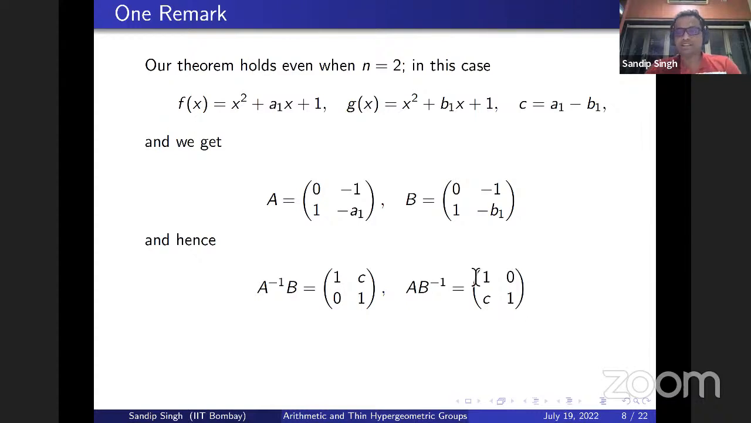So basically, these two matrices generate an index 2 subgroup of Gamma 2, the congruence subgroup of level 2. In fact, for C equal to plus or minus 2, one can calculate that the subgroup generated by these two matrices has index 12 inside SL2Z. So the hypergeometric group corresponding to F and G contains these two matrices, which generate a finite index subgroup of SL2Z, the same as SP2Z.